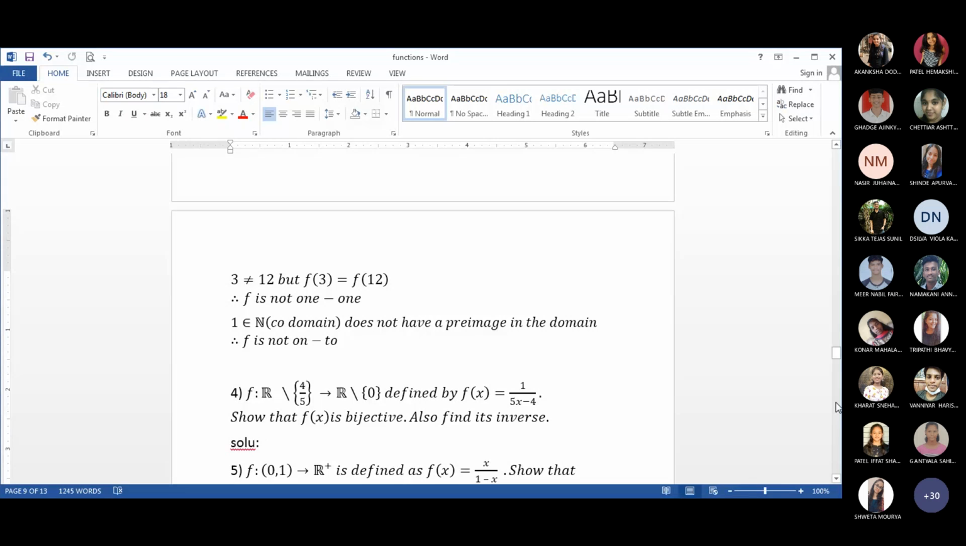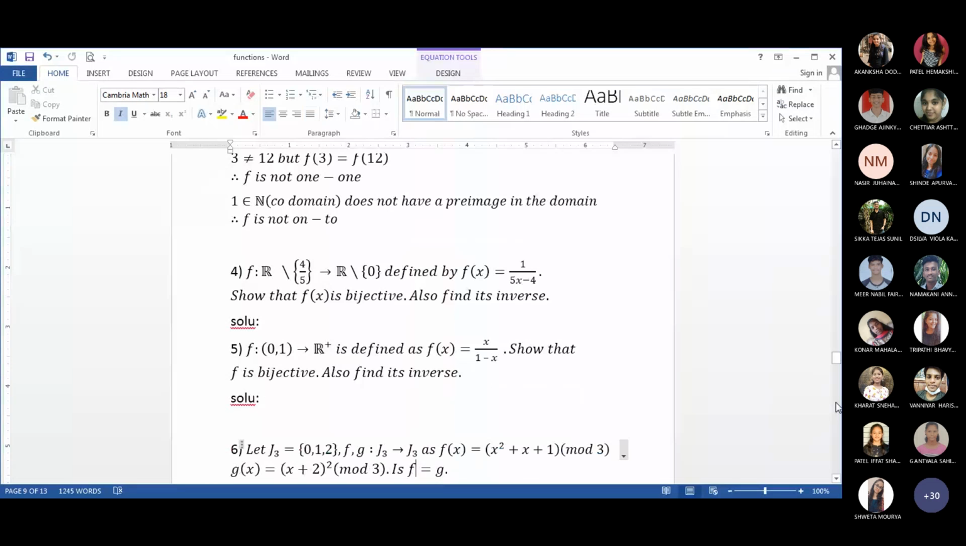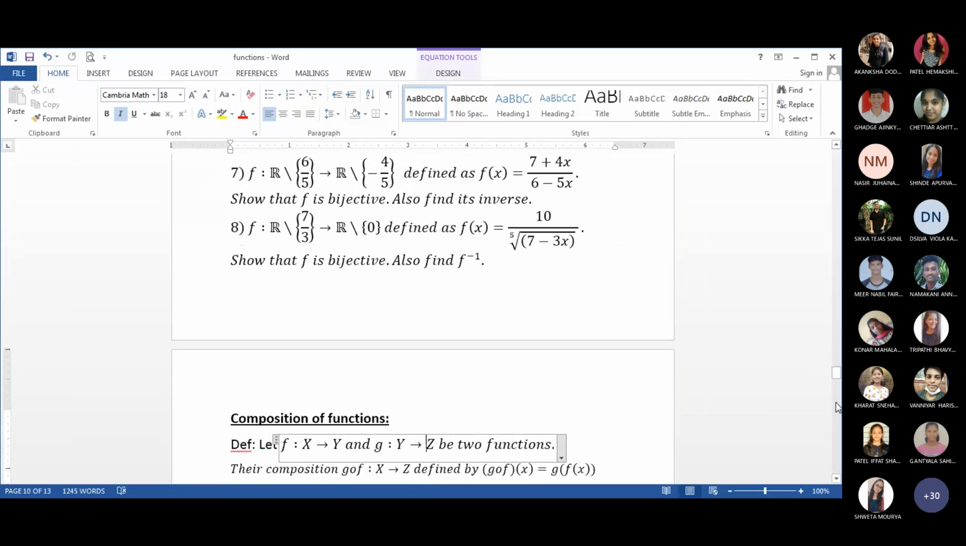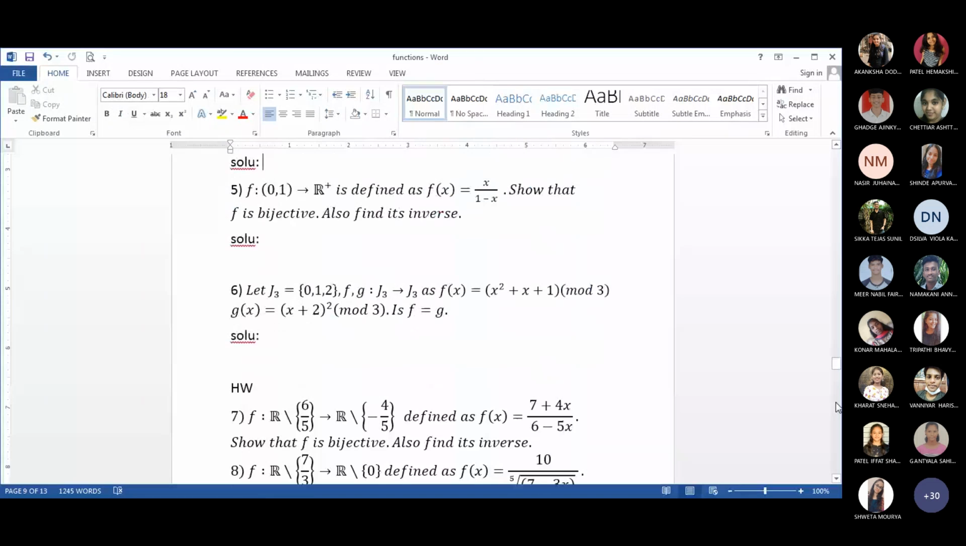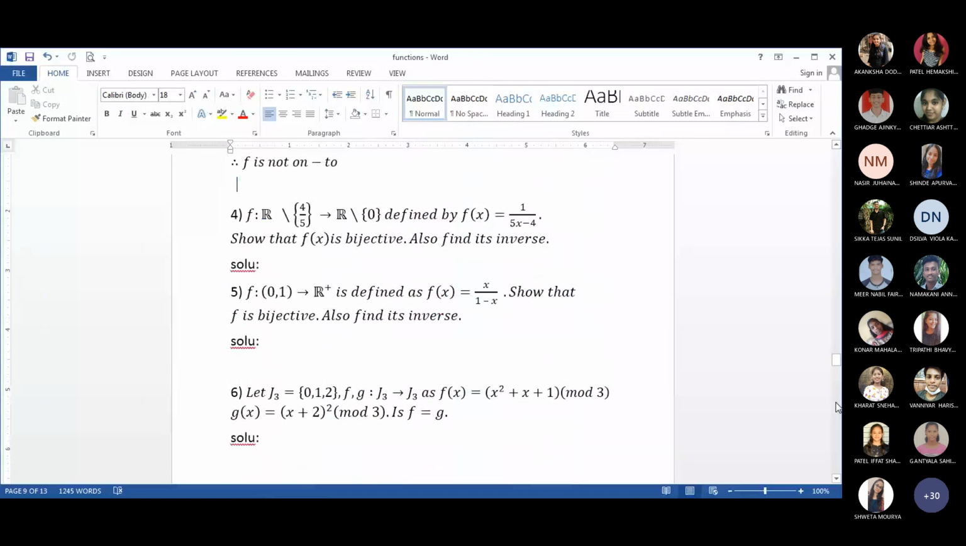Yes, sir. Okay. Now we go to the fourth example. This I will do. Fifth, I think I will give for their homework. The fifth भी मेरे को करना है. 6, 7, 8. ठीक है. 4, 5, 6 we will do. 7, 8 you can do as your homework. So what does your fourth question tell us?